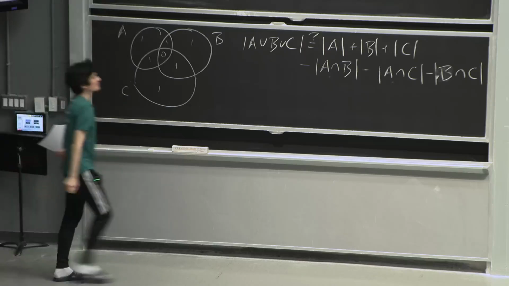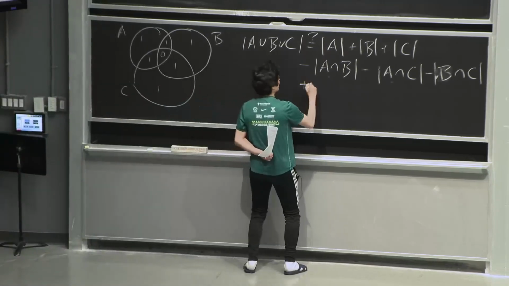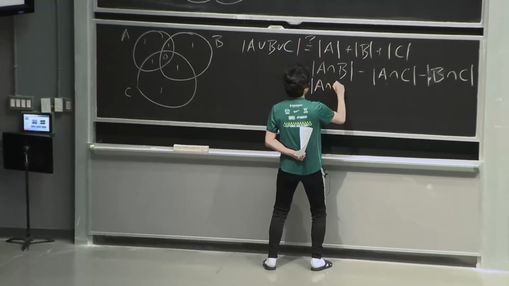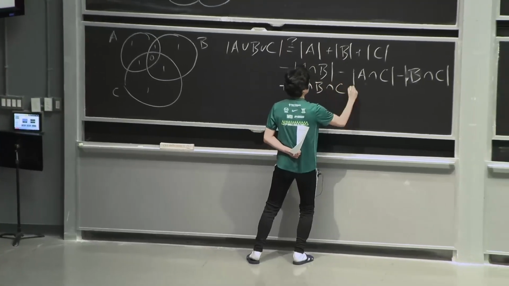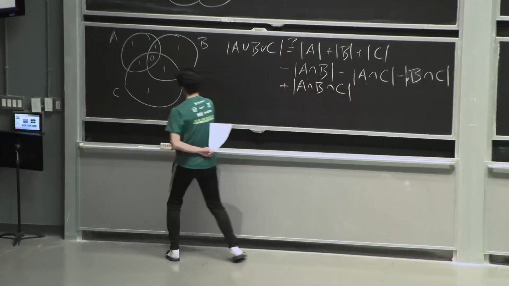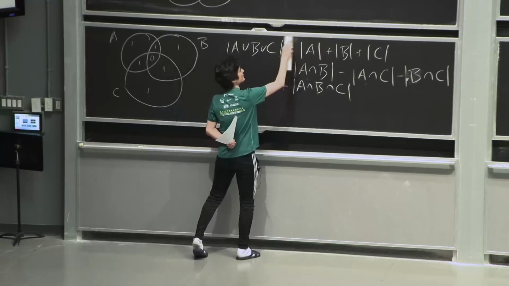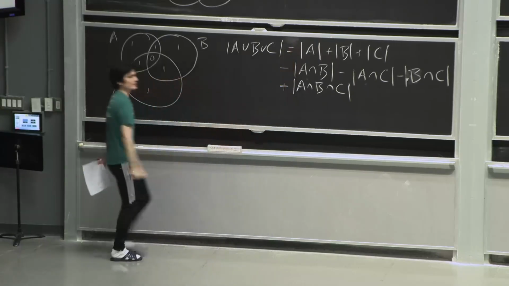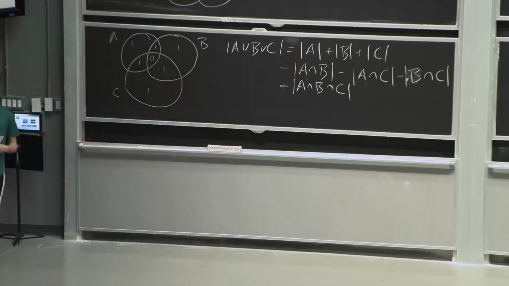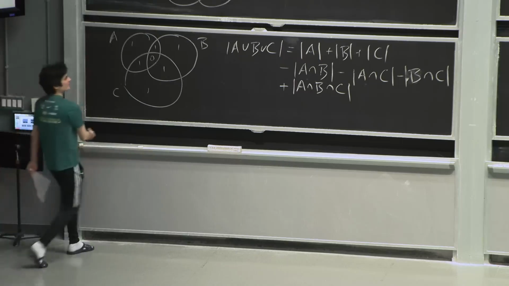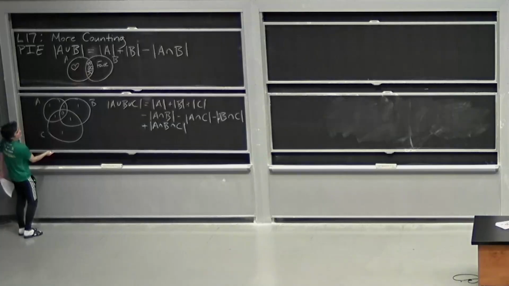Okay? So what we actually want is to add back in the 3-way intersection. Okay? And that gives us the correct formula. Okay? Does that make sense to everybody? Yeah? Okay. So let's take a look at an example then.